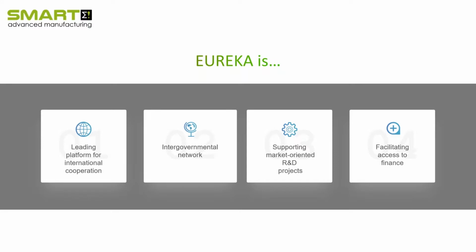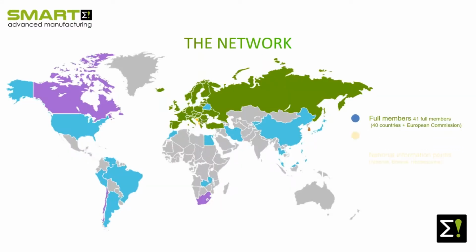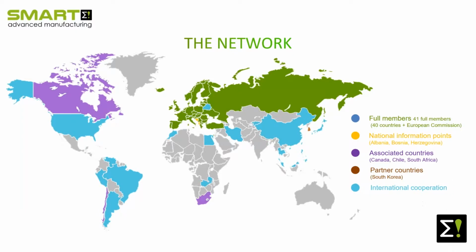We will go through it after as well. This is the network of Eureka Network. You see, 41 members, 40 countries, plus the European Commission. And not only Europe is involved in Eureka, you can also find other countries like Canada, South Korea, South Africa, and Chile, which are associated countries now.